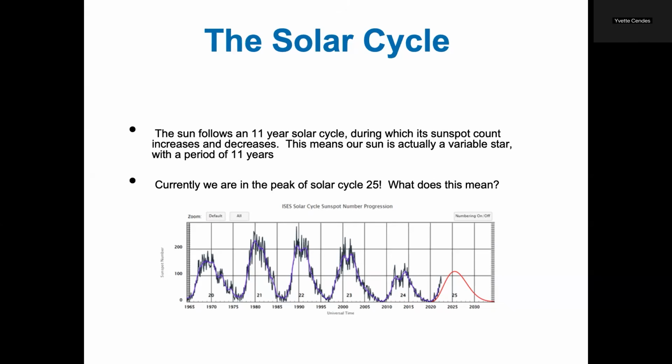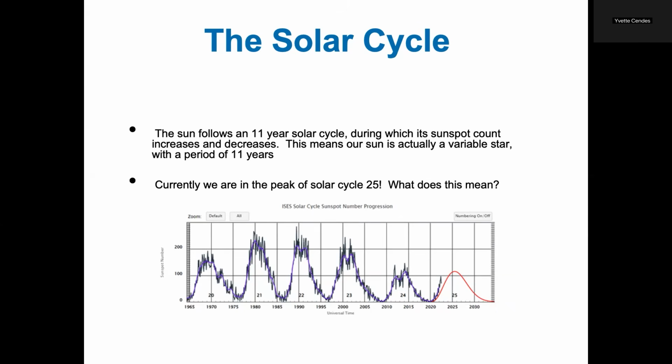This means our sun is actually a variable star. Fun fact, it has a slight increase and decrease in its brightening every 11 years. What this means is, as you can see, we're currently at the peak of solar cycle 25. It's actually going to peak roughly next spring, I believe. It's not supposed to be as strong a cycle, but it's really kind of a tough science to predict.